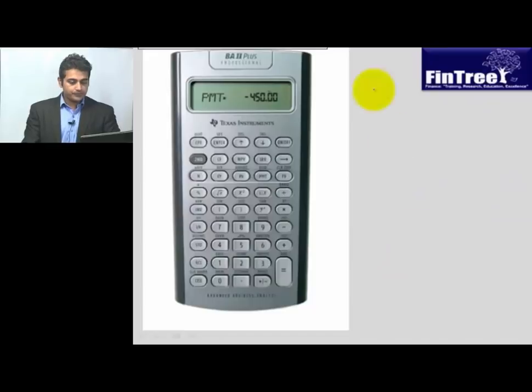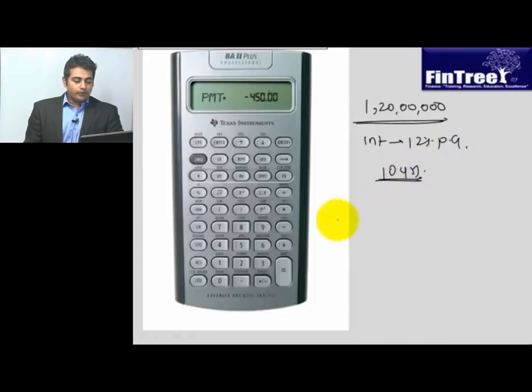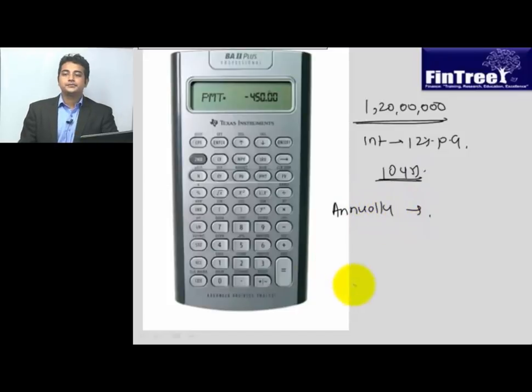Let's try one more. Let us say you're buying a house which is costing you some amount. The interest rate is 12% per annum. You're taking a loan for 10 years. If you're going to pay installment annually, what would be the amount of installment? You've taken a loan for 120 lakhs, so 1.2 CR.